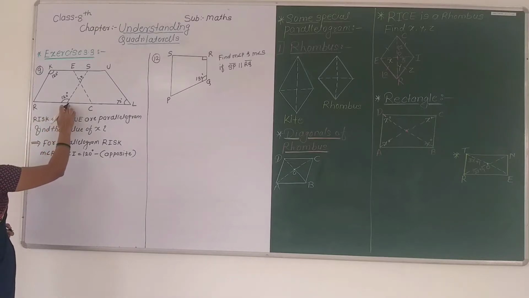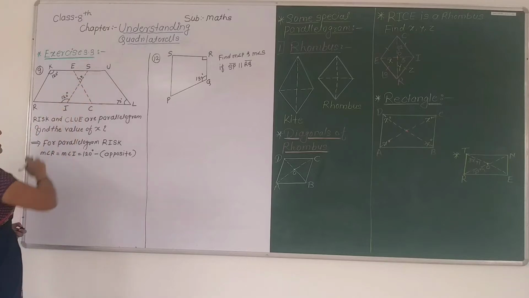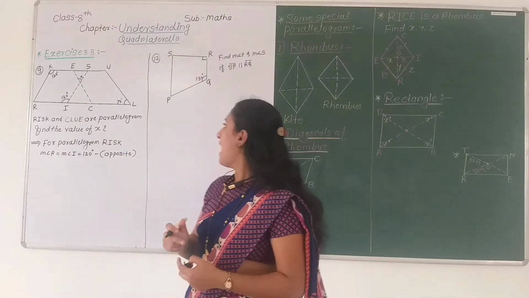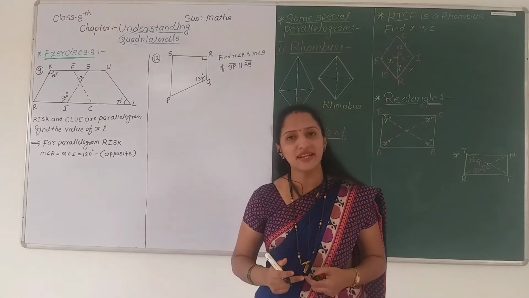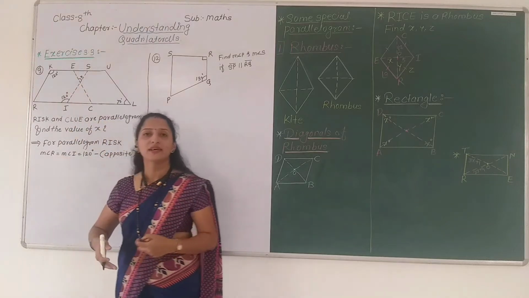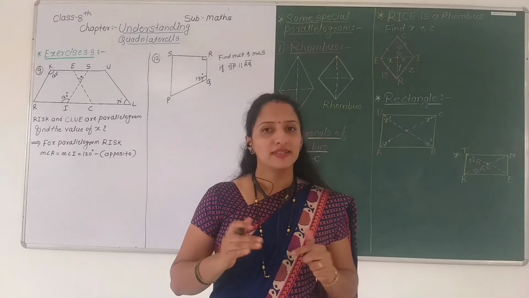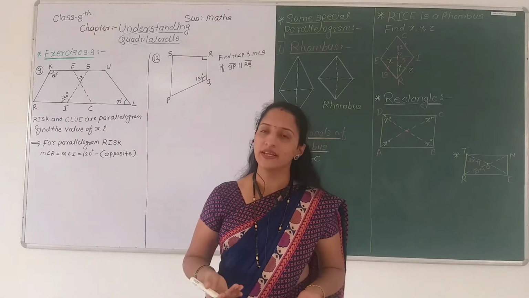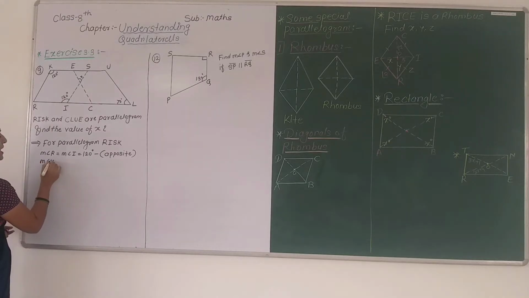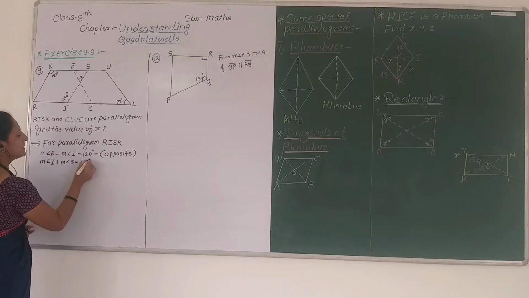Now look at here, angle R and angle S. R and S are adjacent angles, right? And if they are adjacent angles, we know that adjacent angles of a parallelogram are supplementary. That means their sum is 180 degrees. So here we can write measure of angle R plus measure of angle S is equal to 180 degrees.